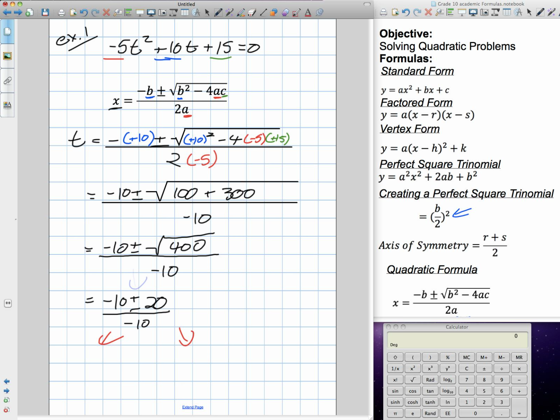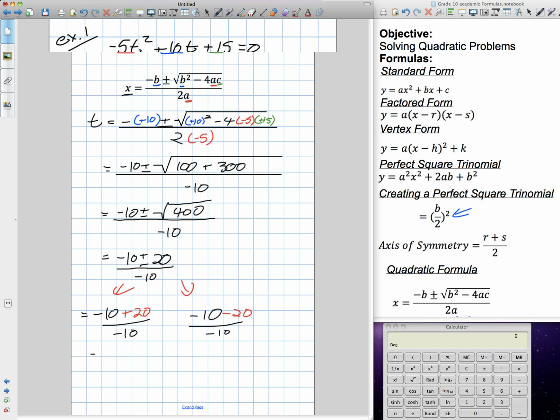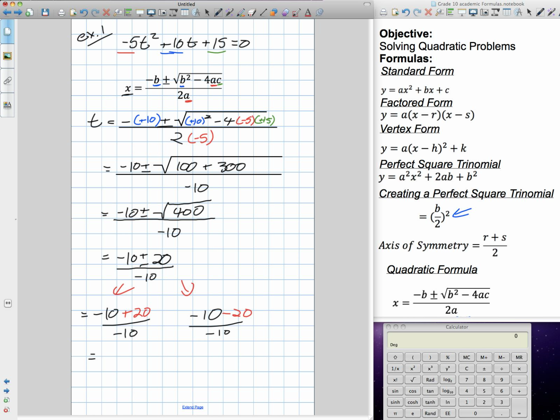We're going to get t equal to -10, and I'm going to put this in red just so you guys can see, plus 20, and the other one will be subtracting 20. That's the difference between the two of them, divided by -10. So we're going to get -10 plus 20 divided by -10, and then -10 minus 20, which is -30, divided by -10, which is positive 3. Which is exactly what we found in the other two answers. So there are 3 different ways you could have solved this.